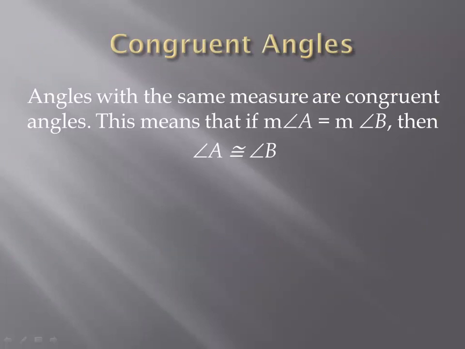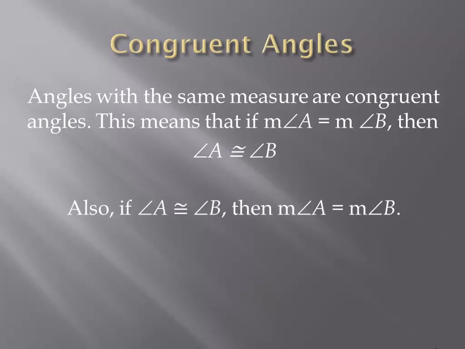Congruent angles. Angles that have the same measure are called congruent. This means that if the measure of angle A is equal to the measure of angle B, then angle A is congruent to angle B. Now, I repeat, numbers are equal, figures are congruent.